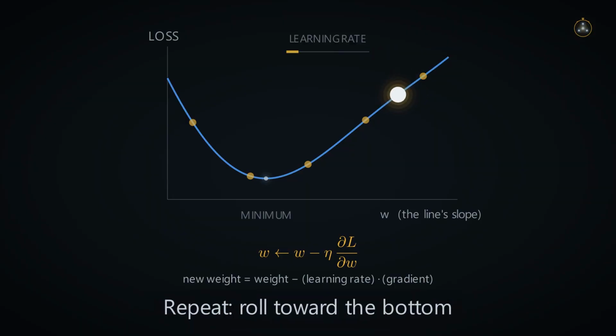Now do it again and again. Read the new slope, step downhill. Read it again, step again. The ball rolls down the valley, and the steps shrink on their own as the ground flattens. Each step lowers the loss a little more.